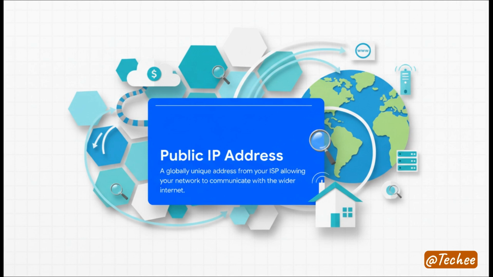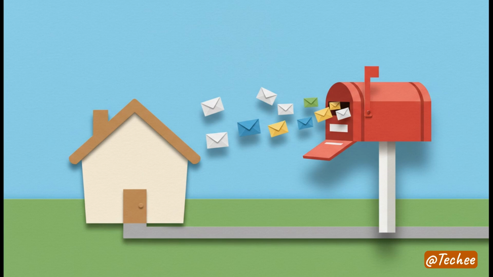And the keyword here is unique. It's globally unique, which means at any given moment, no one else on the entire planet has the same one as you. It's the specific address that websites and servers use to know exactly where to send data back to your network. A really great way to think about this is to imagine it's like a mailing address or a P.O. box for your whole house. All the mail coming from the outside world gets delivered to that one single address. It's public, everyone can see it, and it's how the global postal service, or in this case, the internet, knows exactly where to send those packets of data for everyone in your home.